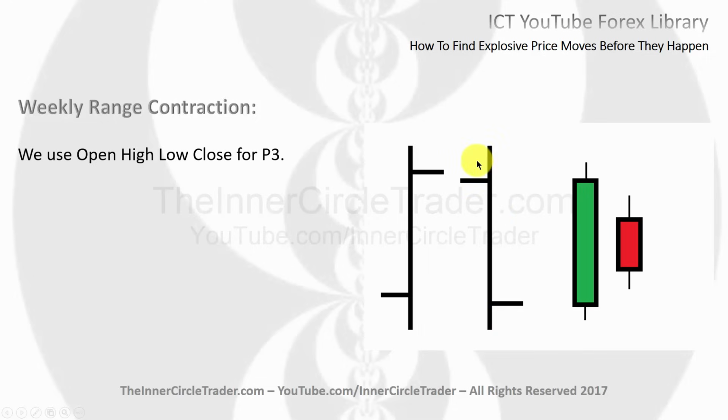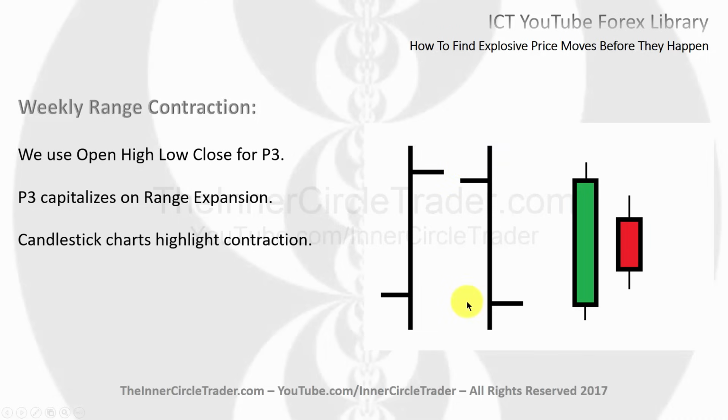Now, that's assuming that we know there's going to be a large range day or a directional bias that lends well to this technique. Power 3 capitalizes on range expansion, so we have to know the likelihood of this phenomenon happening, otherwise we're going to do it wrong. So now, if the opposite of range expansion is contraction, how can we find that? Well, the candlestick chart helps highlight this.